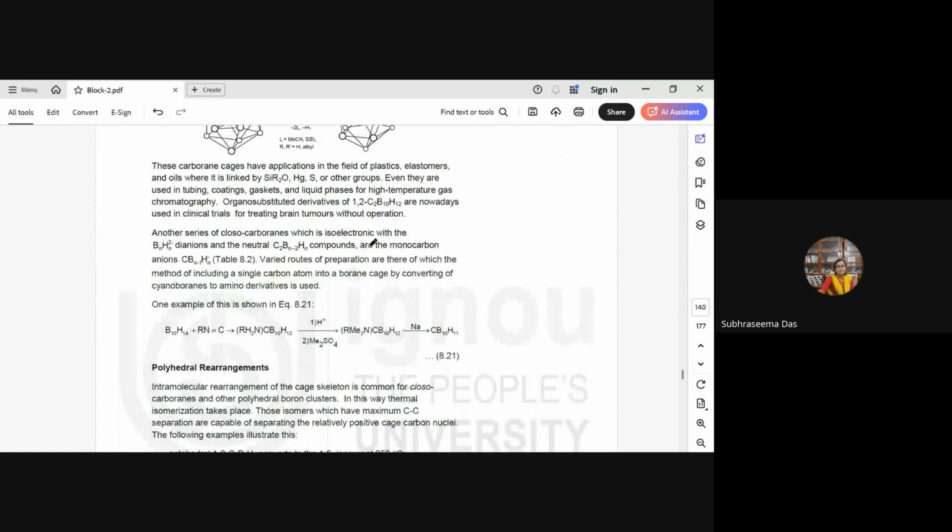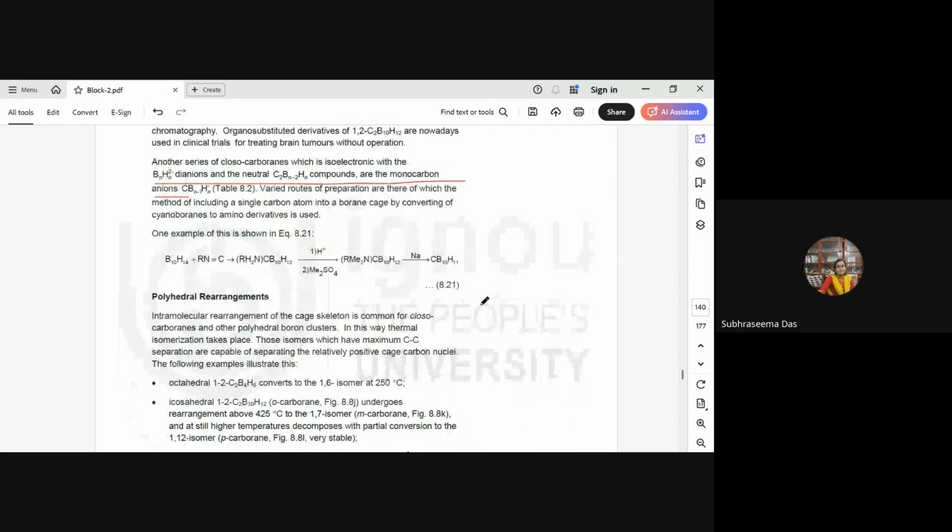Another series of closo carboranes, which is isoelectronic with the BnHn 2 minus dianions and the neutral C2B compounds, are the monocarbon anions, that is CBn-1Hn minus. Various routes of preparation have been developed, and one example has been shown here for the closo CBn-1Hn type of carborane that has been formed.